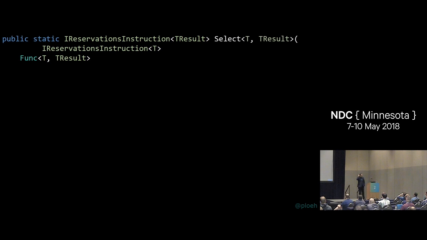So the way that we need to do that is we have to create a select method. This is just like the select methods that are defined by for I enumerable of t. And we make it an extension method on I reservations instruction of t. And then, by convention, we call that function, the second argument there, the selector.